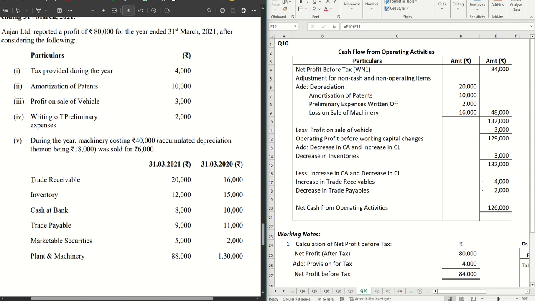Now, if you look at it here, trade receivables: there is an increase of 4,000, so this is subtracted here. Inventories: there is a decrease of 3,000 that is added here. Cash at bank doesn't come in working capital changes. Trade payables: there is a decrease of 2,000 that gets subtracted here. Even marketable securities don't come here because these are considered as cash and cash equivalents. Plant and machinery we have already taken. So after doing these additions and subtractions, we get the final figure as 1,26,000, which is net cash from operating activities.